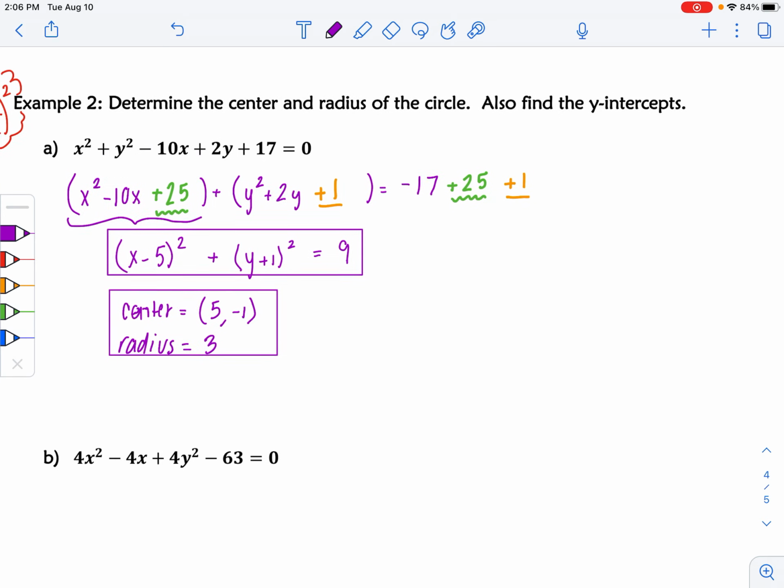The last part I asked is now that y-intercept. When you find the y-intercept, all you have to do is plug in x equals 0. Right? Y-intercept, x is 0. So go to this equation. So I'm going to take this one right here and just plug in 0 for x.